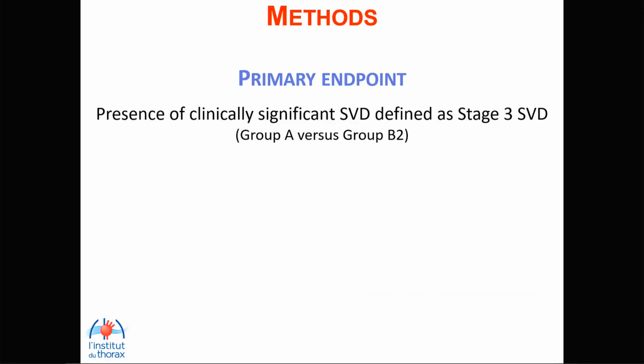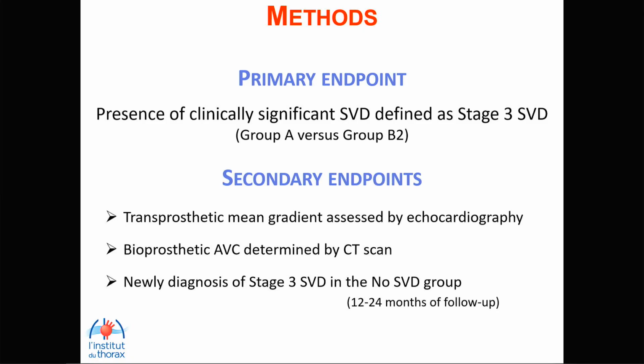The primary endpoint is the presence of significant SVD, which is the comparison between group A and group B2. We have a few secondary endpoints: the mean gradient as a continuous marker of SVD, bioprosthetic calcification assessed by CT, and also, in the group without SVD, newly diagnosed stage 3 SVD in a follow-up study that was performed 1 to 2 years after the enrollment in the study.